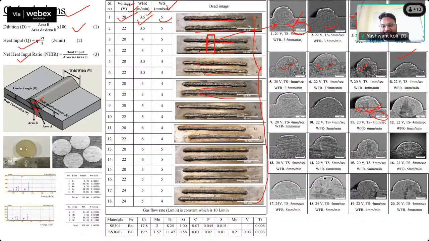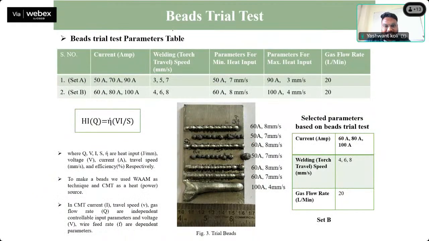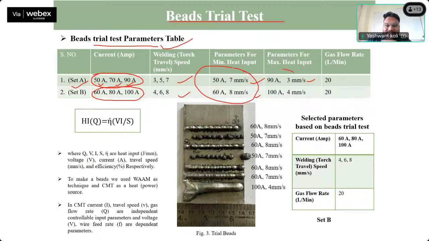So after finding out these things, you can see bead on plate trials. This my student has done. This is my first PhD student. So he has found out the minimum and maximum current, that is 50, 70, 90, and then set B he has taken. Then travel speed. These are the parameters for heat input. He has found out a minimum heat input parameter, a maximum heat input, and then he has tried. He has done the hit and trial method, and he has laid the beads at different process parameters.